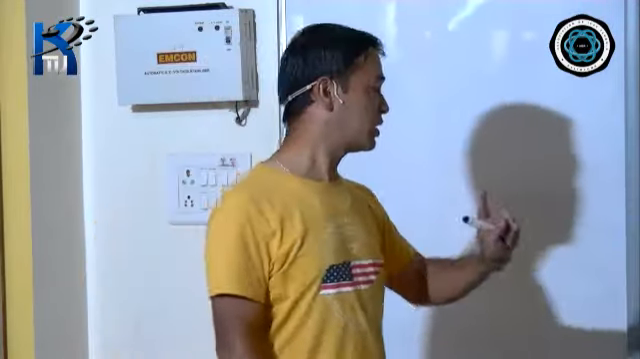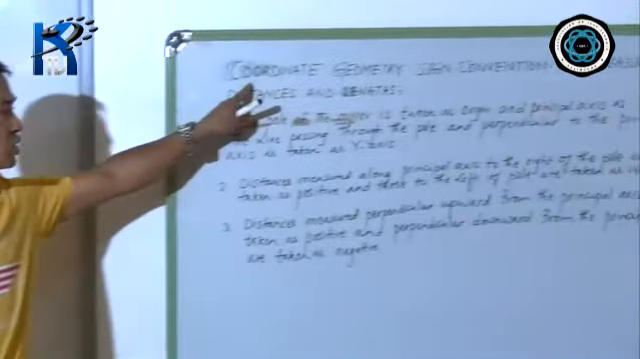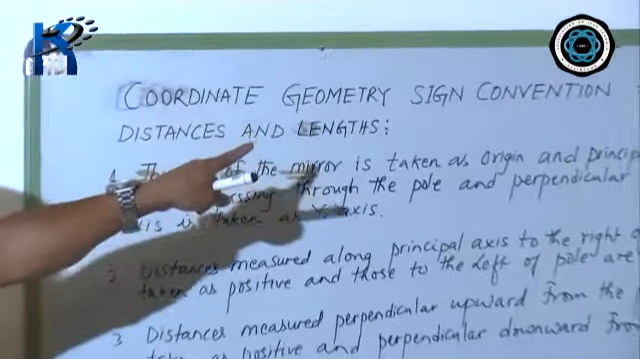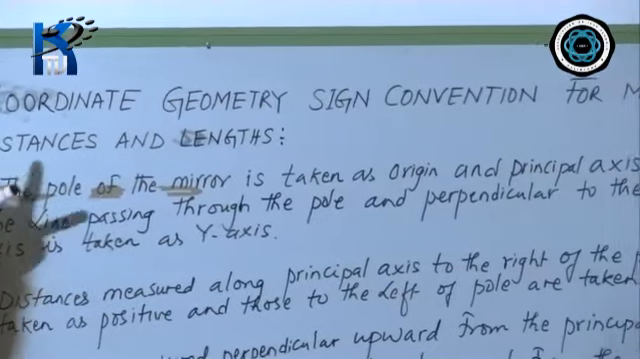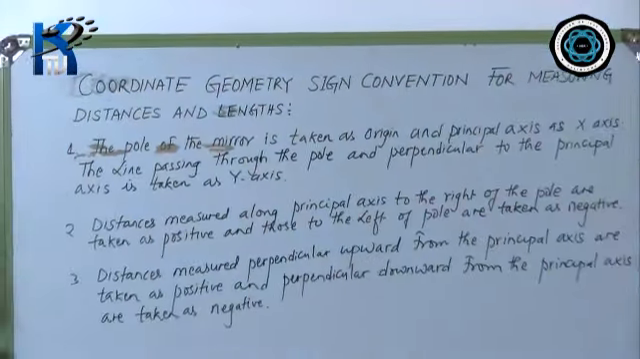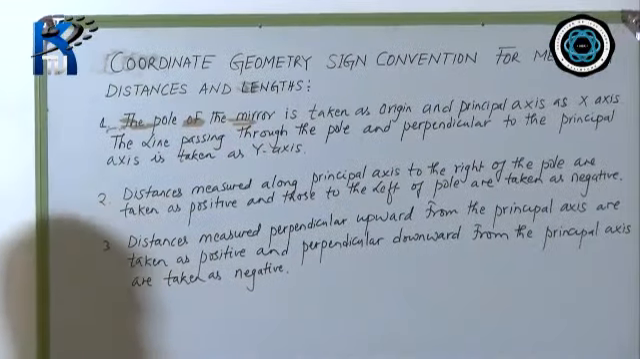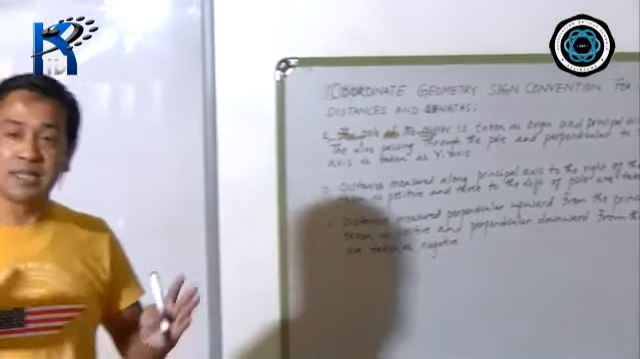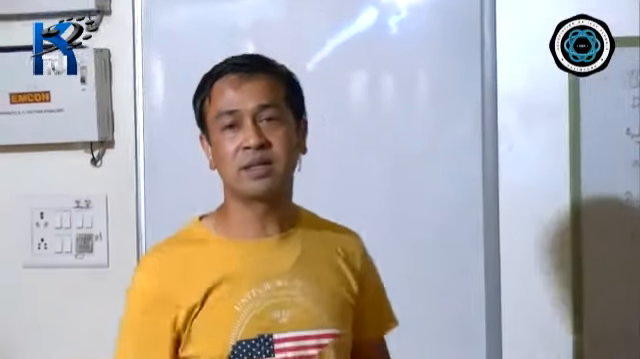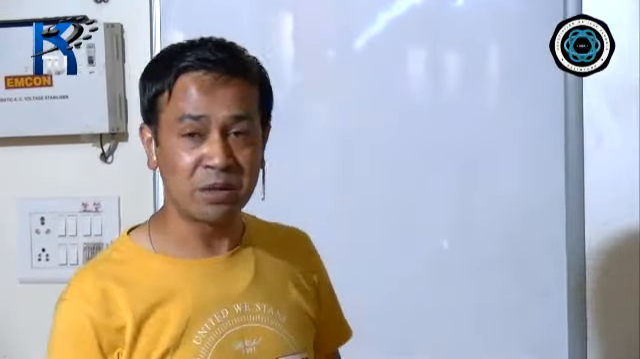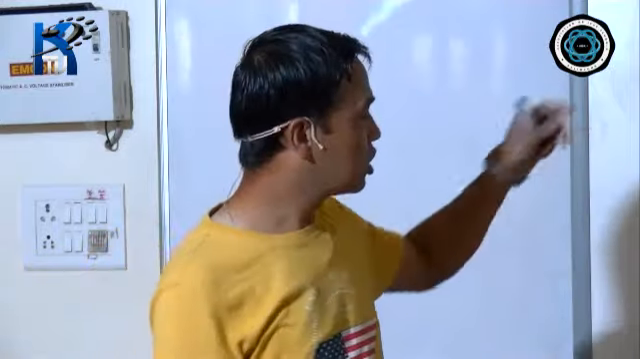So taking this idea, we come to a very important topic, the coordinate geometry sign convention for measuring distances and lengths. Distances and lengths mean basically the object distance, the image distance, the focal length, the radius of curvature, and even when we come to the length, we can also count the size. Every object which is placed in front of a mirror has a certain size. So when we take the size also, we follow the sign convention.